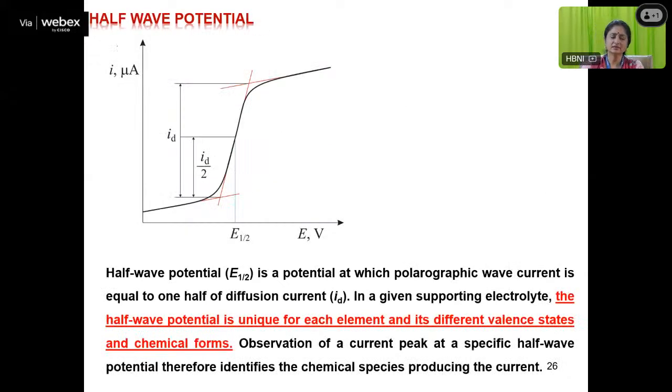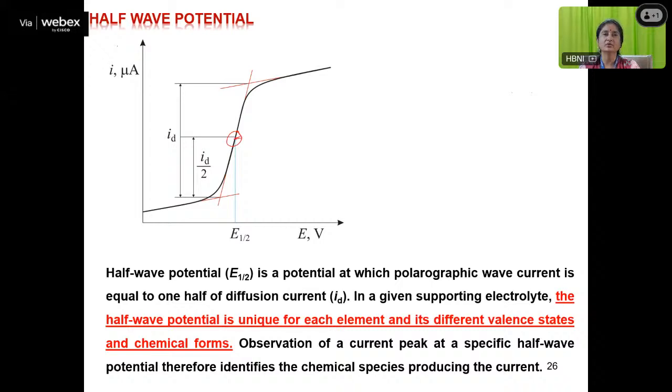Now you can see there is another important thing, the ID at 2. Here this is the diffusion current and this is the half-wave potential. It is known as the half-wave potential. Half-wave potential is a potential at which polarographic wave current is equal to 1/2 of the diffusion current.